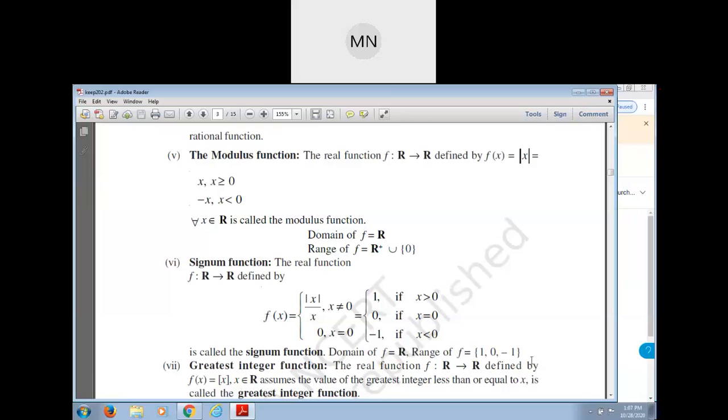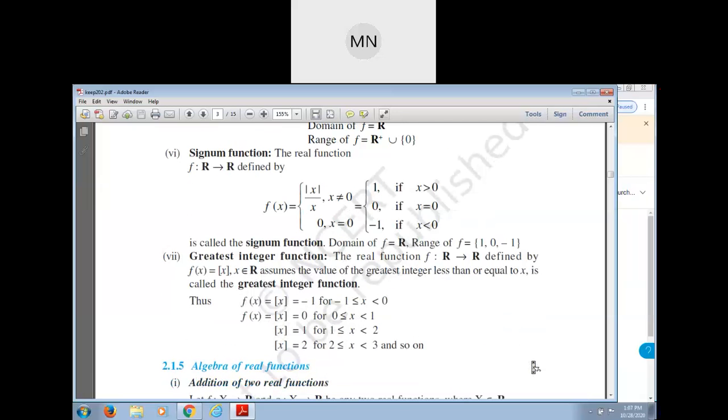And the next one is the greatest integer function. The greatest integer function is also a real valued function, and it is defined as f of x equals greatest integer x, for all x belonging to R. It is read as greatest integer x. Okay, and it is defined in this way.